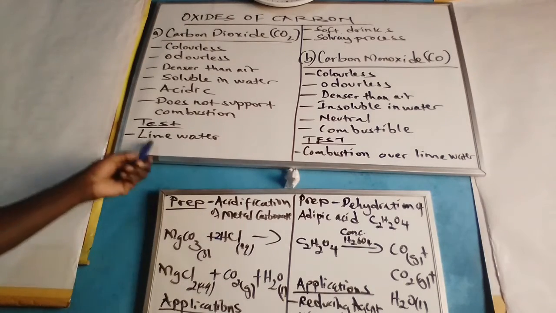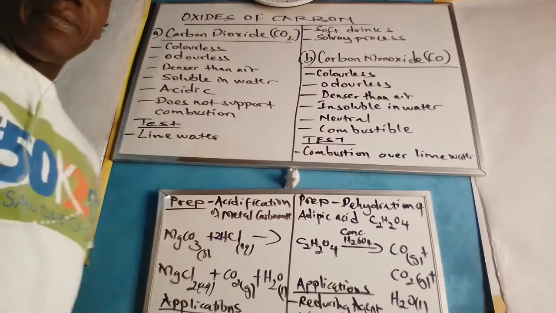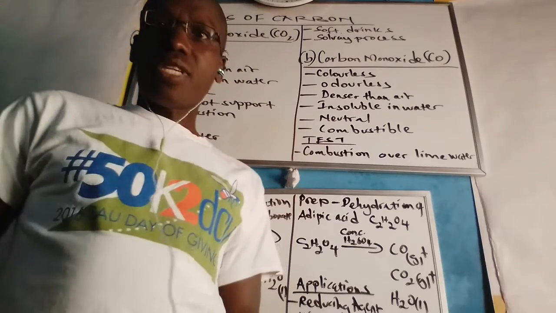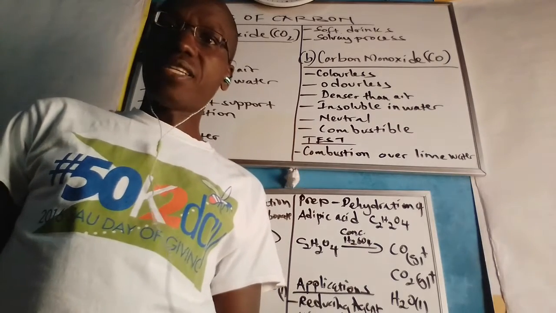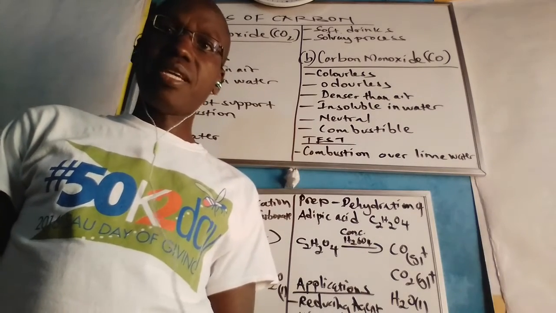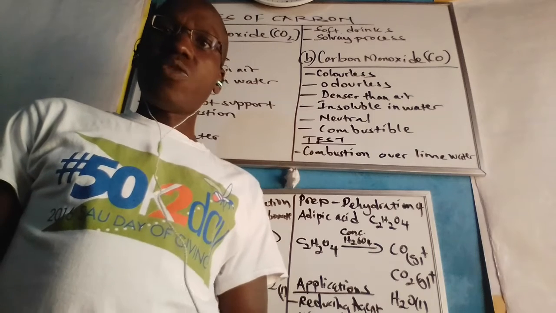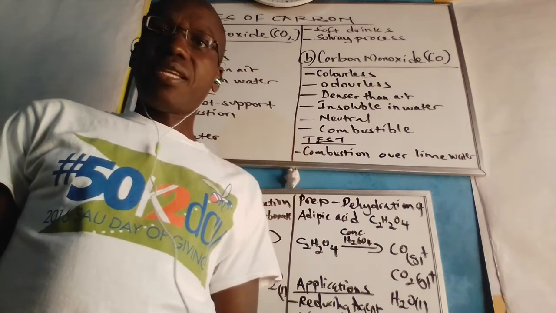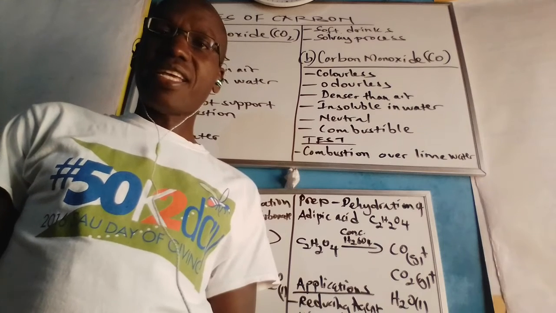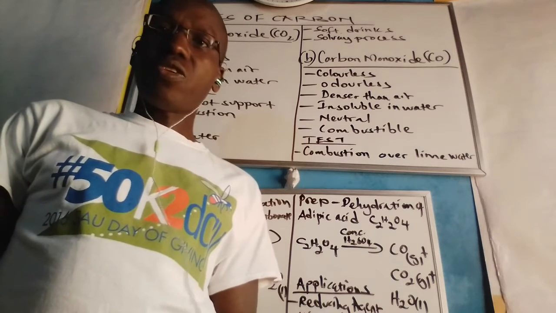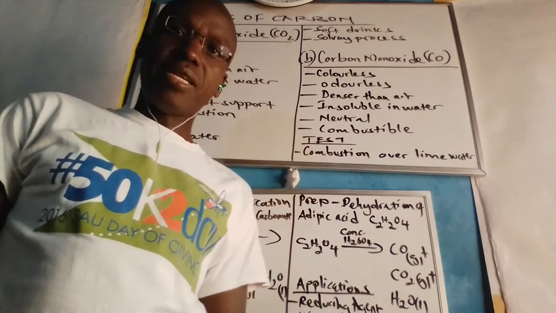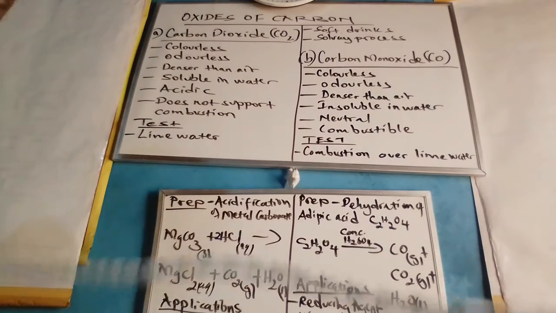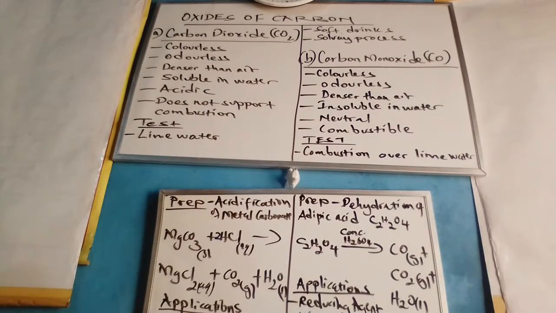How do we test for carbon dioxide? We use lime water. When carbon dioxide is passed through lime water, it turns milky or cloudy, signifying the formation of a white precipitate in the form of calcium carbonate. With continued passage of carbon dioxide through lime water, the white precipitate disappears and appears as a clear solution, signifying the formation of calcium hydrogen carbonate. Therefore, the common test for carbon dioxide is lime water.